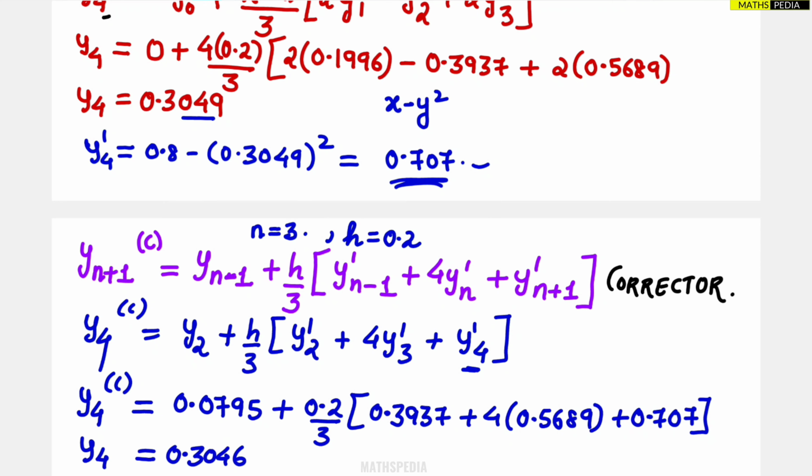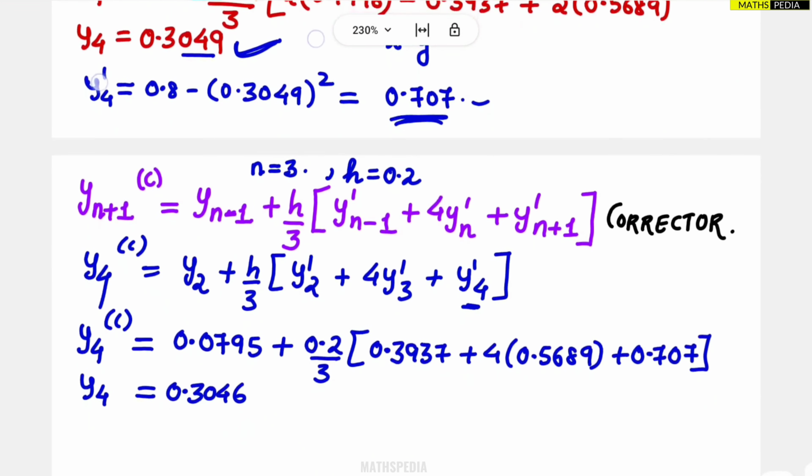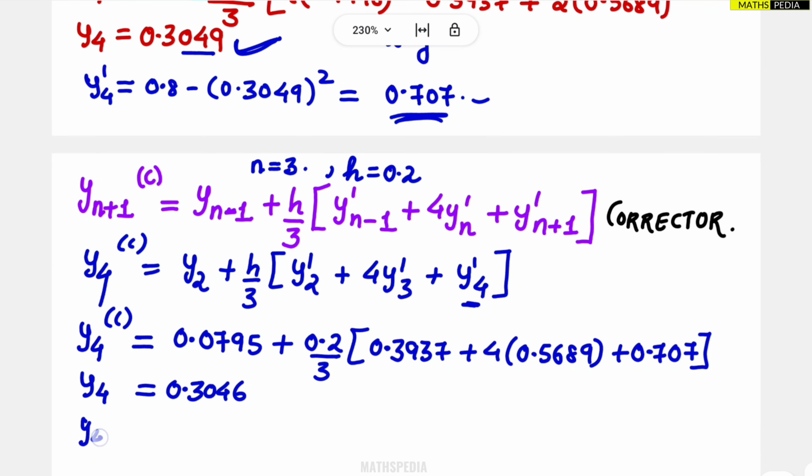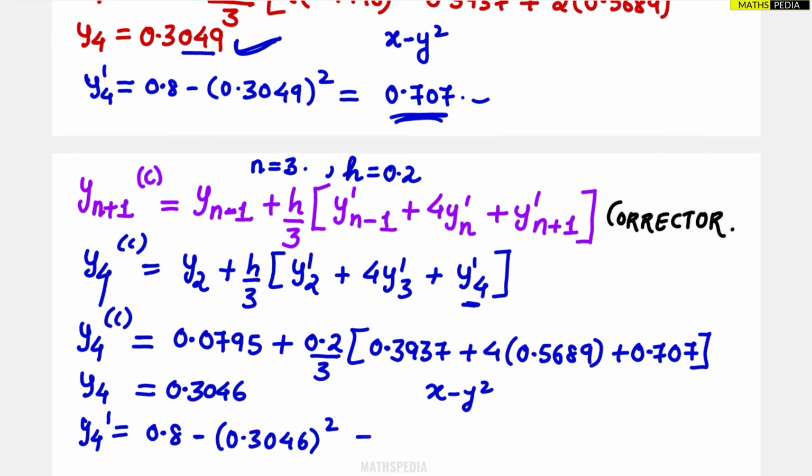Now we are going to find out the y4 dash. So there is a slight difference between this and this, right? So y4 dash also we are going to find, which is equal to, as we know it is x minus y square. So here x4 we know it is 0.8, that won't be changing. Now y4 has changed. It is 0.3046 square, which is equal to 0.7072. So you can see the difference. There is only the slight difference is there. That's why you call as corrector formula.